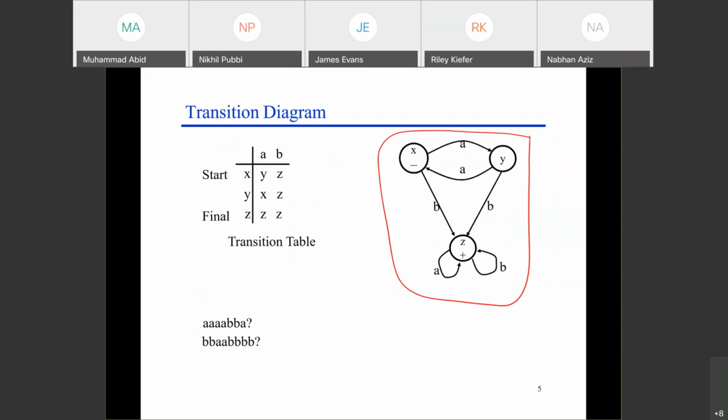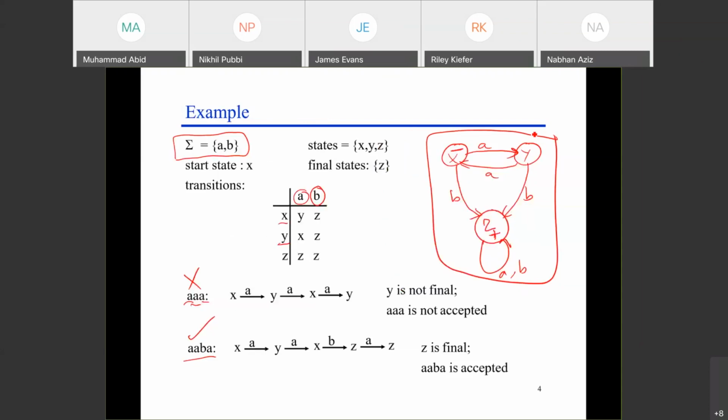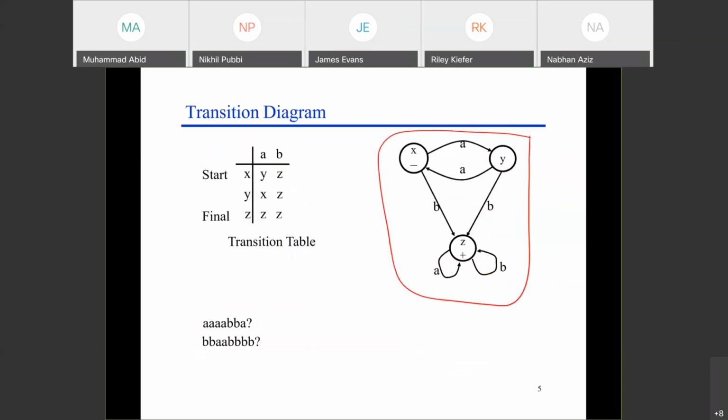And look at this one. I just drew this here, and it is the same thing. I told you that if you have it this way, you can combine these two loops because they are self loops on the same state, and you can combine them with a comma b.